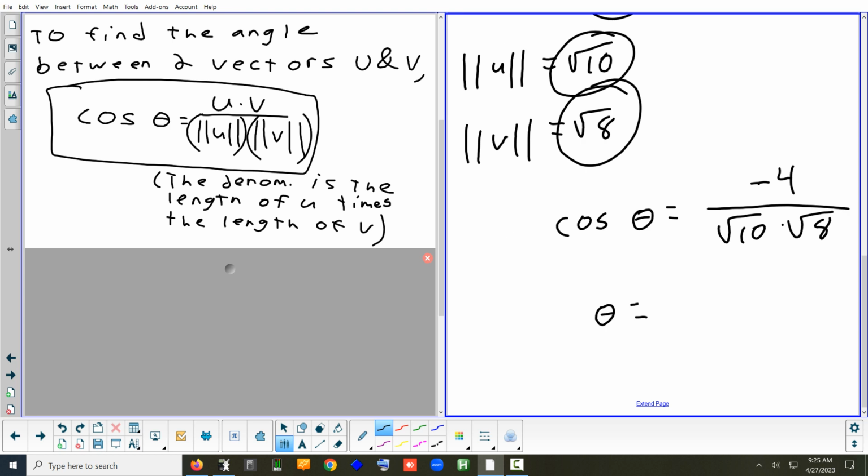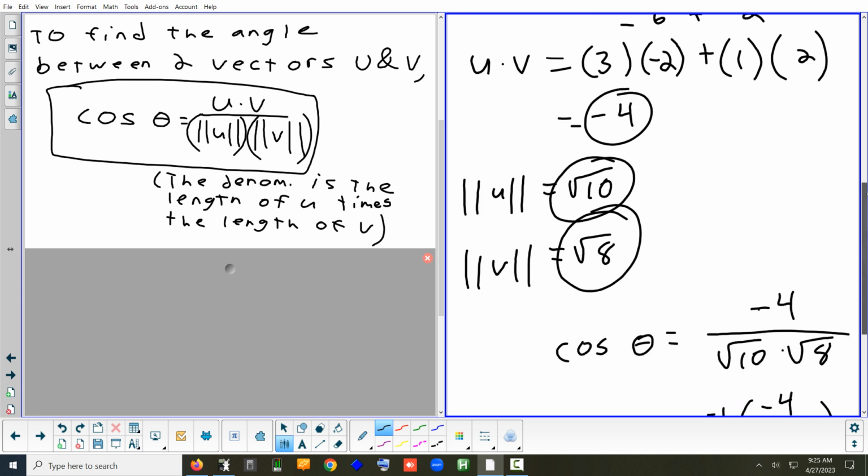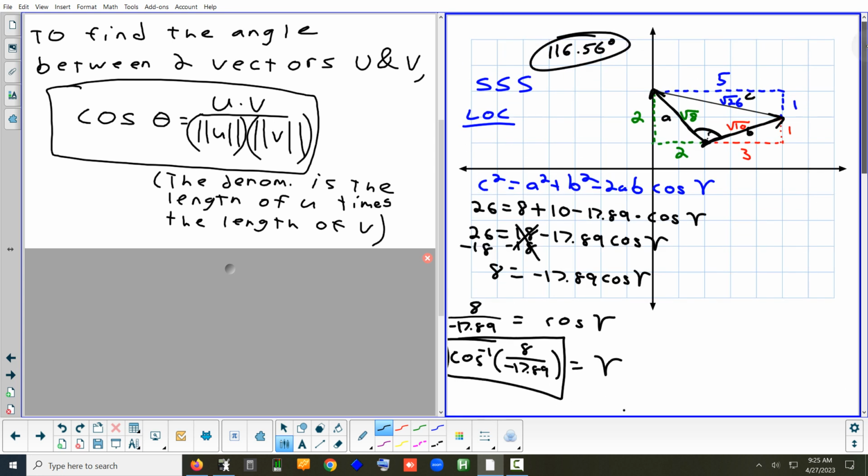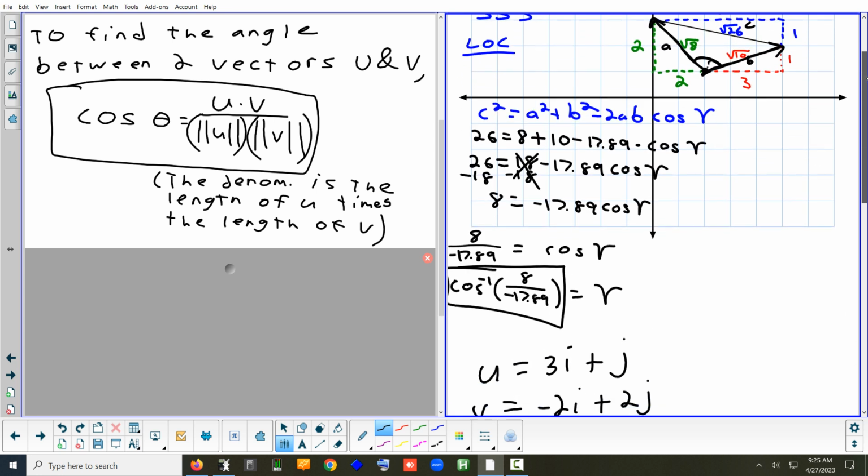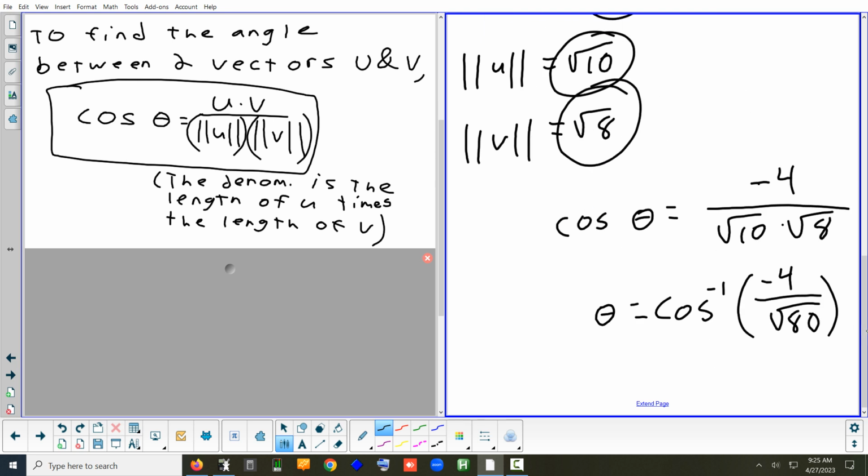So what's my last step that I have to do on each side to get rid of cosine? Take the inverse cosine. Yep. So it's going to be the inverse cosine of negative 4 over square root of 80. And the hope is when I do that, I get 116.5 roughly. Rounding, it might come off a little bit. Let's see.